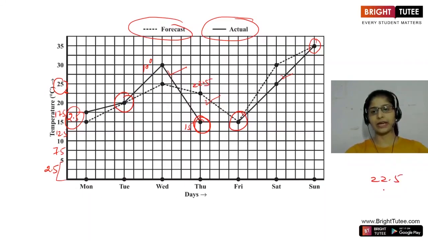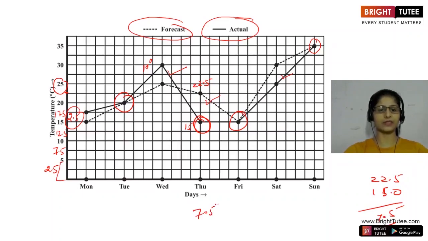22.5 minus 15 we have to do. What do we get? 22 minus 15, just see, 12 minus 5 is 7. 7.5. So this is 7.5 difference on Thursday. I am writing here 7.5 difference. On Wednesday it is 10 difference.